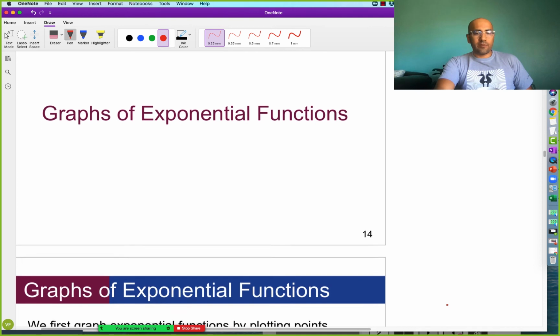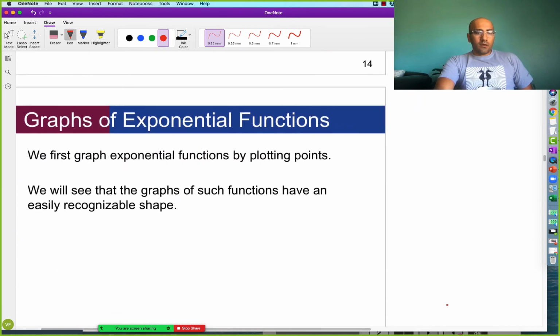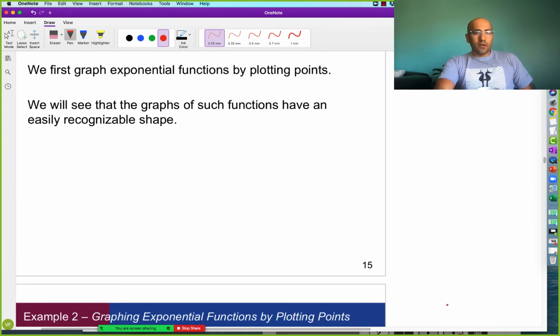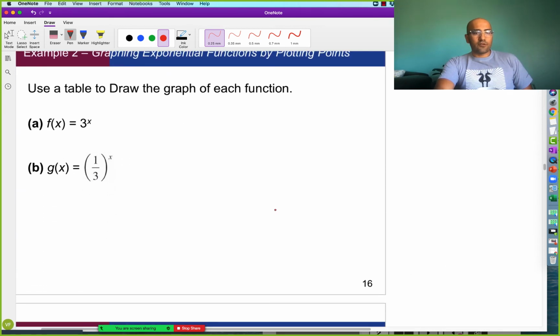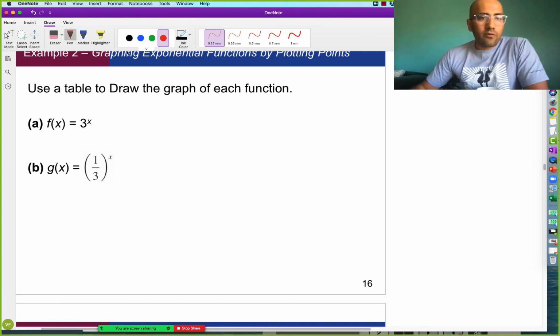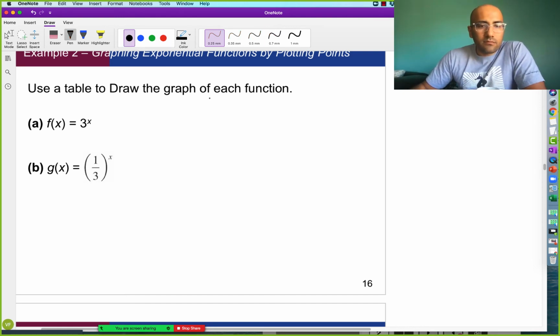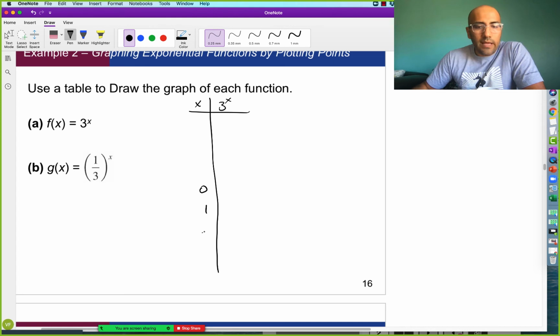Okay, graphs of exponential functions. So, let's look at these two functions. Let's try and graph them and see how they're related to each other. In order to graph anything, we begin with a table. So again, I'm going to start off with the table of x and 3 to the x power and do some values there. How about evaluate it at 0, at 1, at 2, at 3, dot, dot, dot, negative 1, negative 2, something like that.